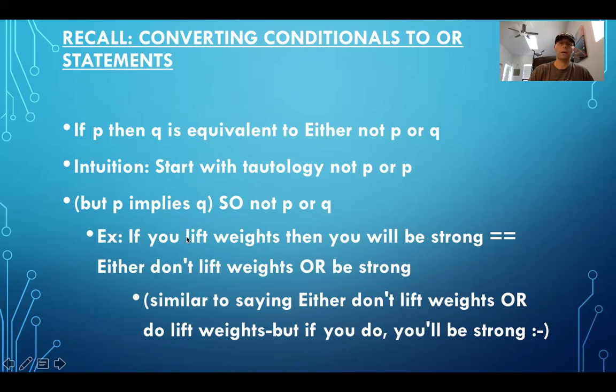So you could say, if you lift weights, then you will be strong. You can say that if you want to, or you could say either don't lift weights or be strong, right? Kind of comes from either don't lift weights or do lift weights. That's a tautology. But of course, this says if you lift weights, you'll be strong. So if you decide not to lift weights, go ahead. But if you do lift weights, then you'll be strong. So this is another logical equivalency that we can now prove with a truth table.